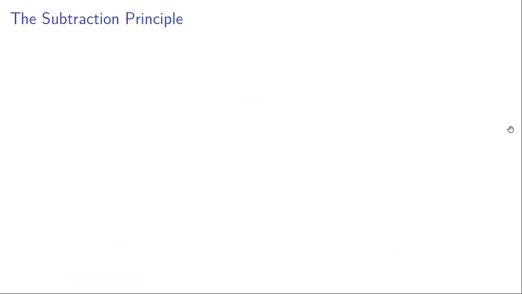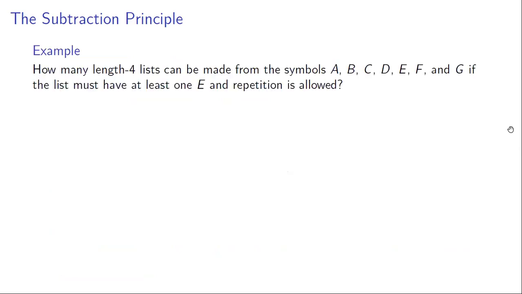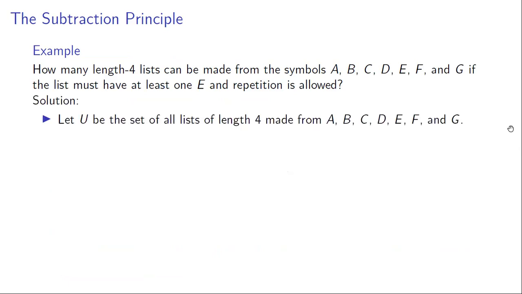So here's an example, and this is just an example that we did already. This was part D from the previous video. But now we're going to redo it using the language of the subtraction principle. So the example was, how many length 4 lists can be made from the symbols A, B, C, D, E, F, and G if the list must have at least one E and repetition is allowed? So let U be the set of all lists of length 4 made from A, B, C, D, E, F, and G.